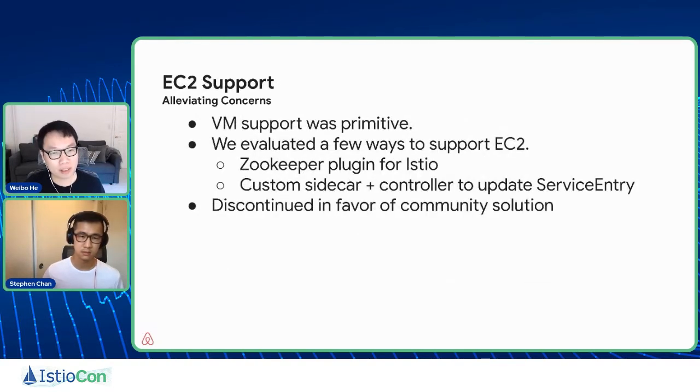In early 2020, mesh expansion on Istio was very manual. We evaluated 2 options to support EC2. The first was building a ZK plugin for Istio. We didn't go this route because we no longer want to maintain Zookeeper. Second, building a custom sidecar and Kubernetes controller to update service entries. We built a prototype and originally planned to contribute to the community. In the second half of last year, we learned of a few upcoming features around VM health check and auto registration. We decided to discontinue the in-house implementation.